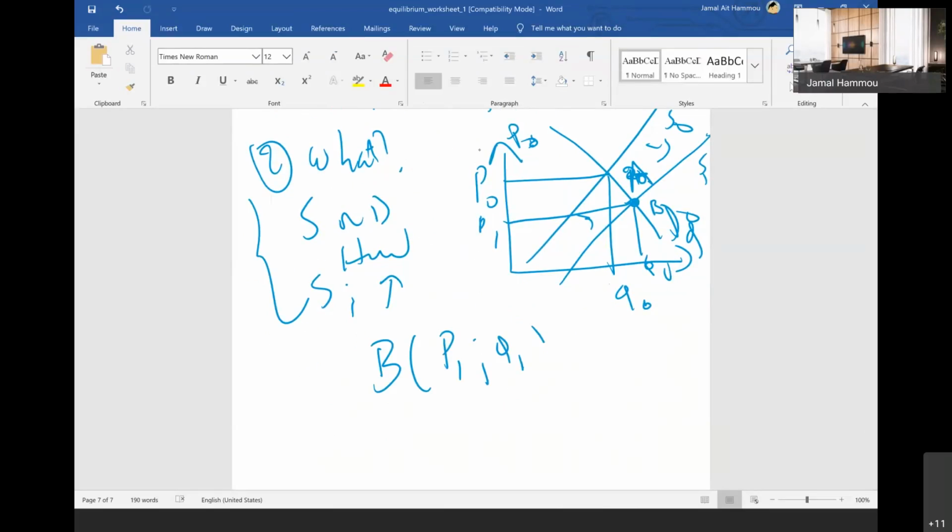And then at the end, step 4, I'm just going to compare P0 and P1. What happened to the price? P1 is down. P goes down, quantity equilibrium increases. Okay, that is the system you can use.